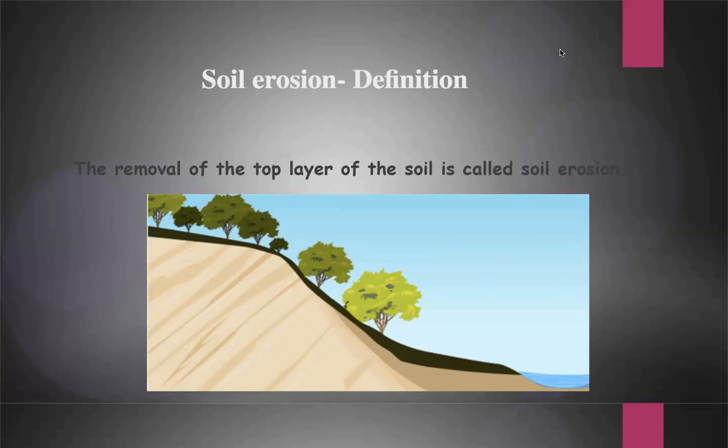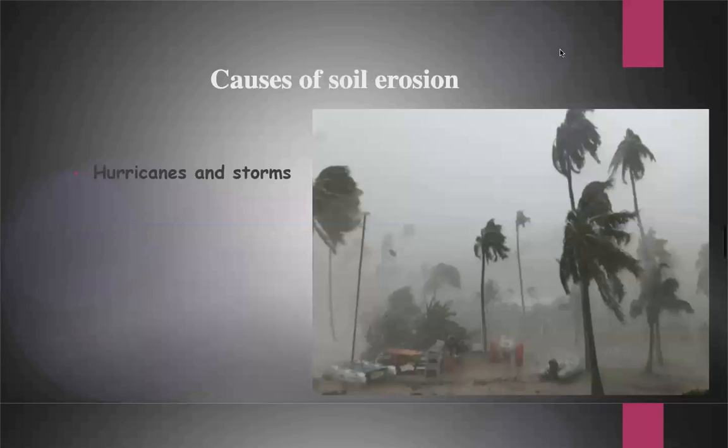Followed by learning about the soil, we need to learn about soil erosion. There are cases where sometimes the top layer of the soil is removed due to certain natural or man-made activities. Now, this process of the removal of the top layer of the soil is called soil erosion. There are a lot of reasons for soil erosion, which we'll be learning one by one.